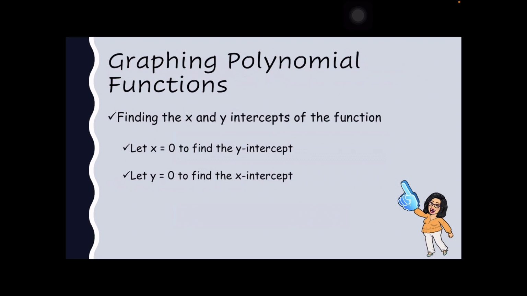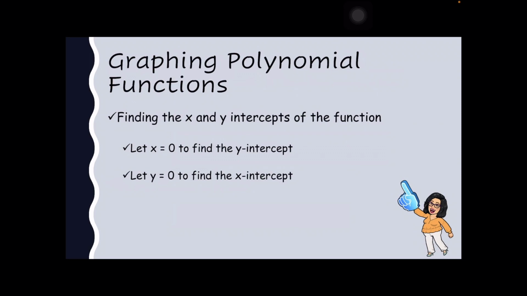So now, pupunta na po tayo sa realm ng pag-graph ng mga polynomial functions. Pero bago po tayo mag-graph, kailangan muna nating malaman ang mga aspeto na aaralin natin or na kailangan para maintindihan, ma-interpret natin ang isang polynomial function. So this lesson, may tatlo po tayong aspects na aaralin. The first one is yung tinatawag na intercepts. So we have to know how to find the x and the y intercepts of the function.